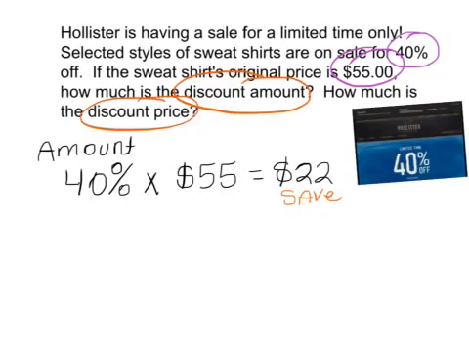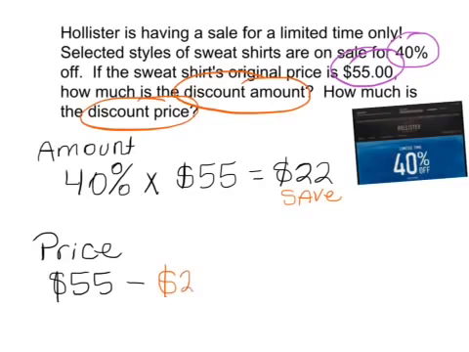Now, the next question, the discount price. In order to find the discount price, you will take the total amount of the sweatshirt, subtract the amount that you're going to save, and you'll see that you're left with a price of $33.